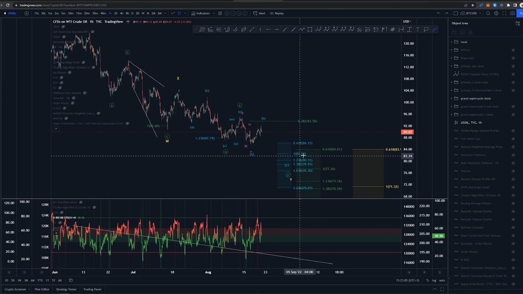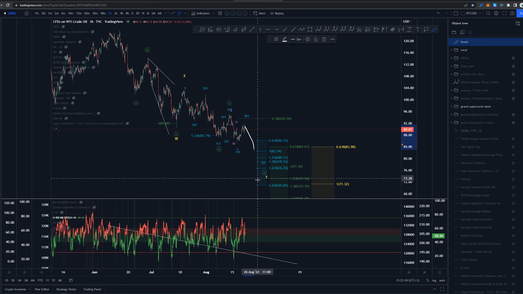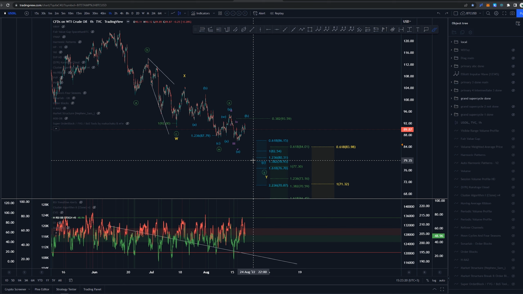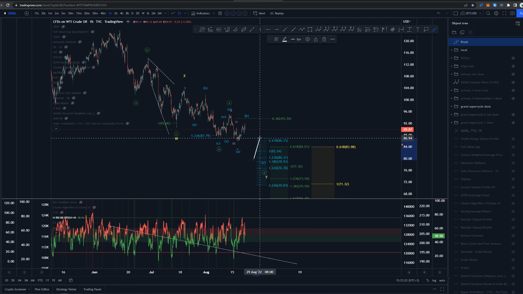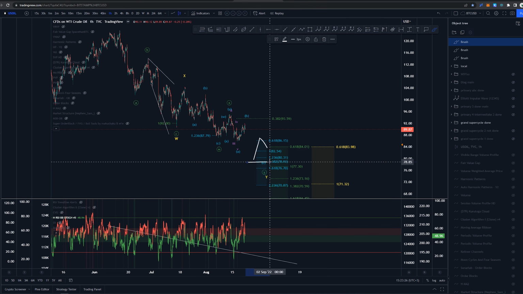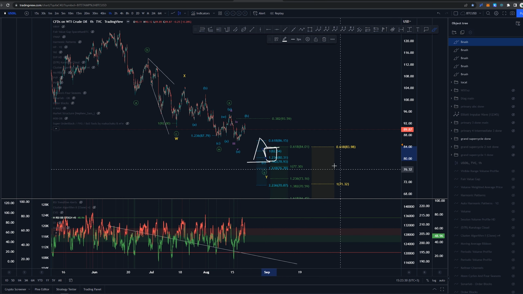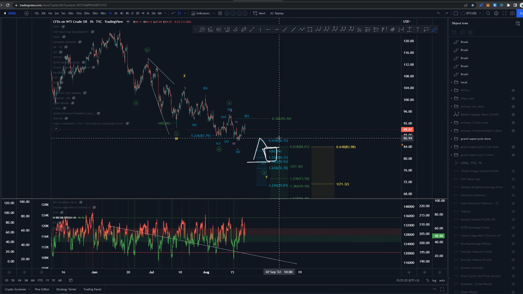And around that area, $82.5, we have this 1-to-1 extension as well. So that would be a very nice area to look for possible setups up higher. I probably won't be trying to catch this knife here, but instead I would be looking for a possible 5-wave move up and then 3-wave back. That way, at least I can risk this much here, this box basically, if the price gets there.